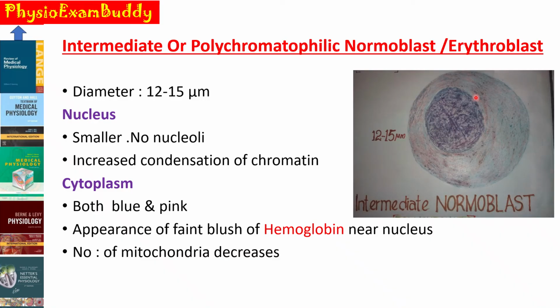Another MCQ you can expect from this portion is: appearance of hemoglobin occurs in which stage of erythropoiesis? The answer will be the intermediate or polychromatophilic normoblast or erythroblast. And another feature in the cytoplasm is that the number of mitochondria is found to decrease in this polychromatophilic normoblastic phase.